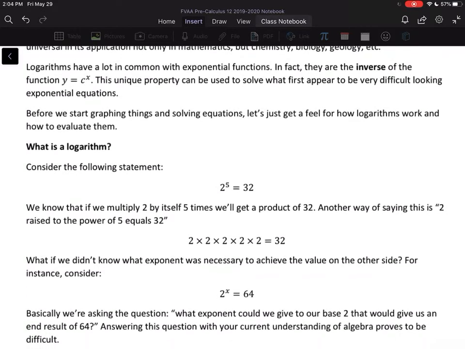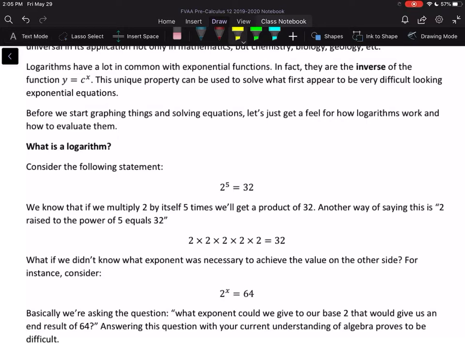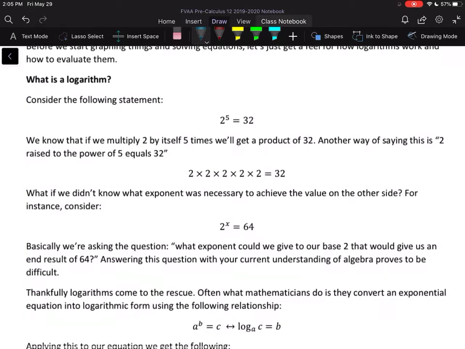Logarithms have a lot in common with exponential functions. In fact, they are the inverse of the function. It's a really useful way of seeing these. They are the inverse of the function y is equal to c to the x, which is the function that we learned about last chapter in Chapter 7. This unique property can be used to solve what first appears to be very difficult-looking exponential equations. So before we start graphing these and solving equations, let's first get a feel for how logarithms work and how to evaluate them. So what is a logarithm?